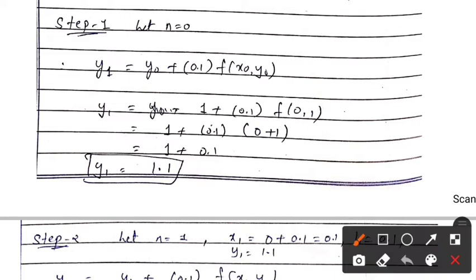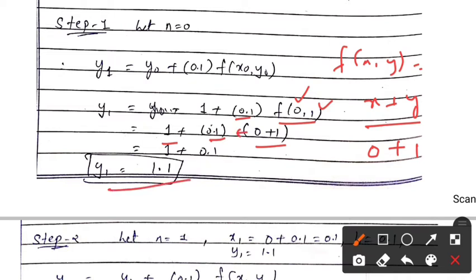Now next again here, this 1 will remain as it is, 0.1 will be as it is, f of x, y you are given as x plus y. So this value 0 is x and y is 1. Put in this equation, you get 0 plus 1. This I have written here. So 0 plus 1 into 0.1 plus 1. On solving this, you get y1 as 1.1, right?